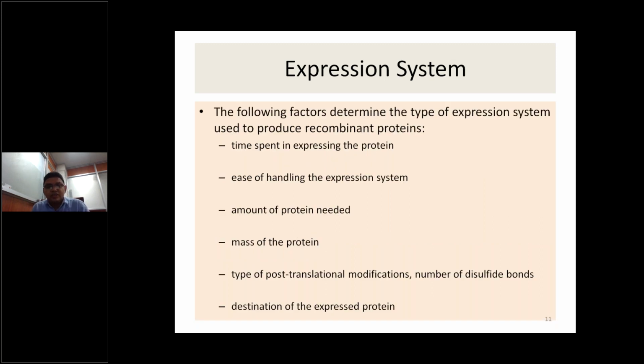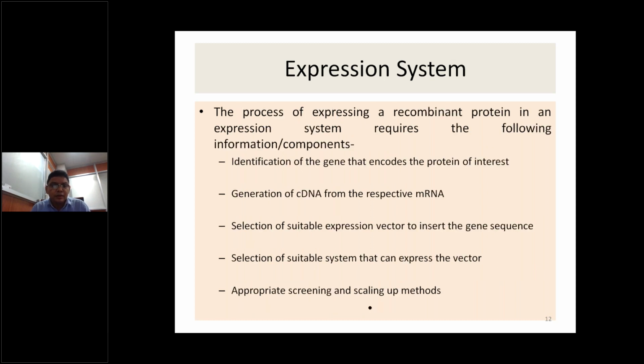Following are the factors which determine the type of expression system which could be used to produce recombinant proteins: the time spent in expressing the protein, ease of handling the expression system, amount of protein needed, mass of the protein, type of post-translation modifications, number of disulfide bonds, and other types of modification, and the destination of the expressed protein, where you want the actual protein to land after the product is formed.